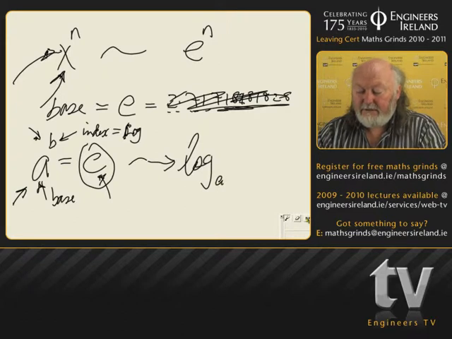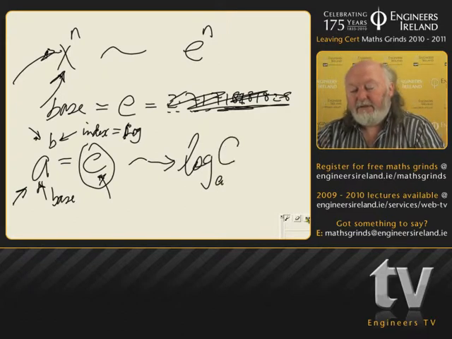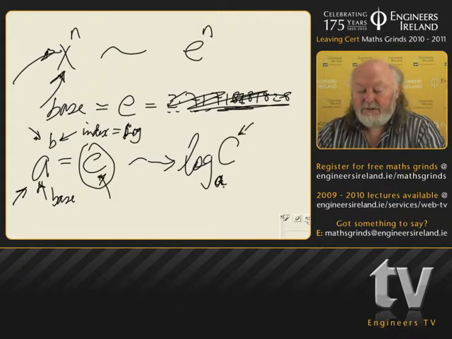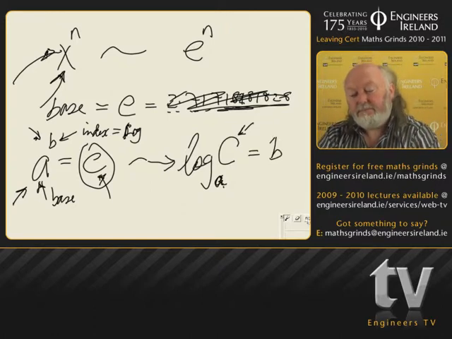Log to the base a of this number c. All that is saying, and the best way to interpret logs, is the log is asking you, when I have the base a, what power do I need to bring it to give me this thing as an answer? And we know the answer is b here, because that's what we have it set up to.